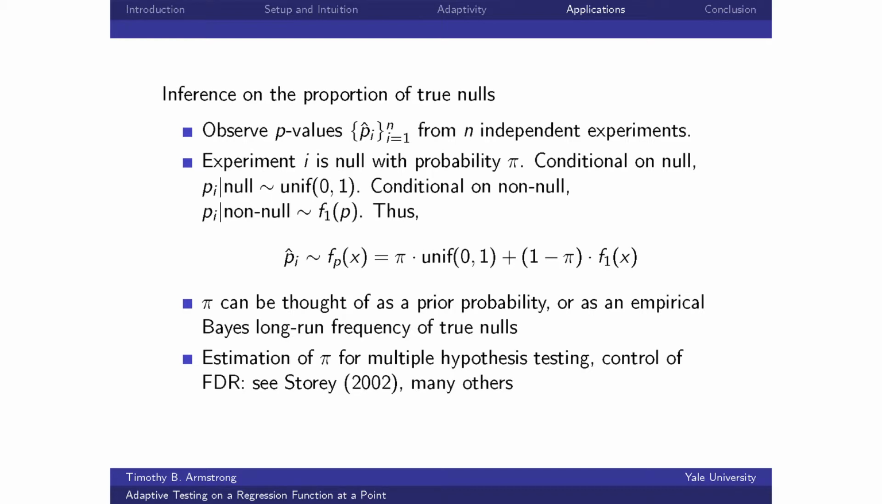So the setup is that we have p-values from independent experiments. Under the null, they're distributed uniform 0, 1. Under the alternative, they have some sort of mixing distribution over the alternatives, which gives us what we're calling F1 of p, which we don't know. We can think of this pi as an empirical Bayes prior long-run frequency of nulls type of thing. And rather than estimation, we're interested in doing inference.